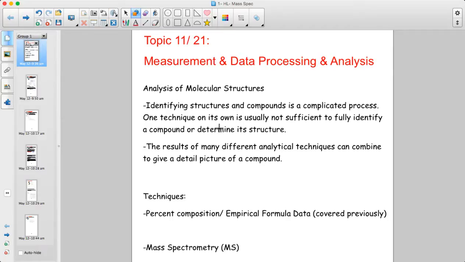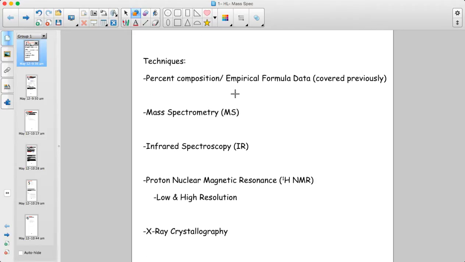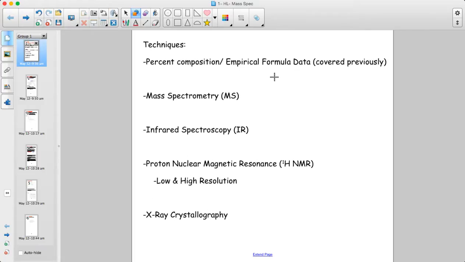Identifying a structure is very complicated, and it usually involves a lot of different pieces of data being put together. And when you combine them all, you can get a picture of what the compound actually looks like. Just one of these techniques on its own is usually not quite enough to figure out with certainty what a structure might be. So one important piece of information for determining a structure is knowing its percent composition or its empirical formula. This is something that we've talked about in earlier topics, but it's going to come back and we'll review it while we do topic 11 and 21.